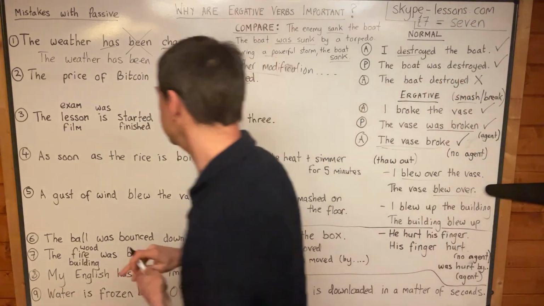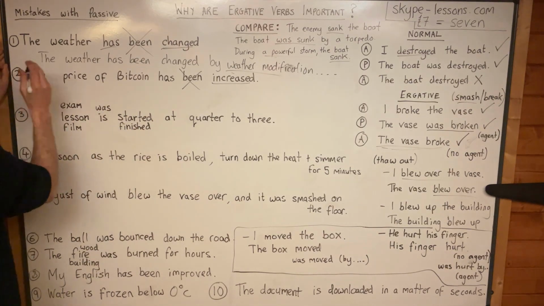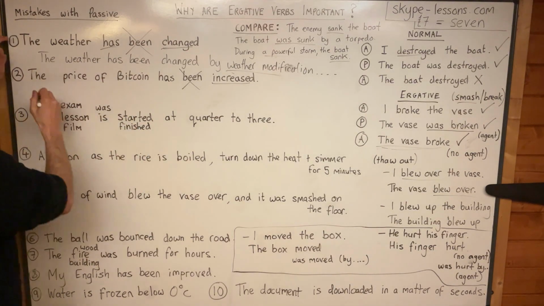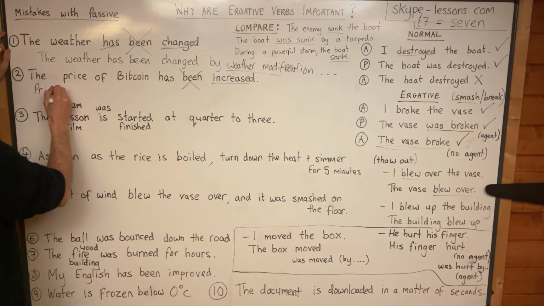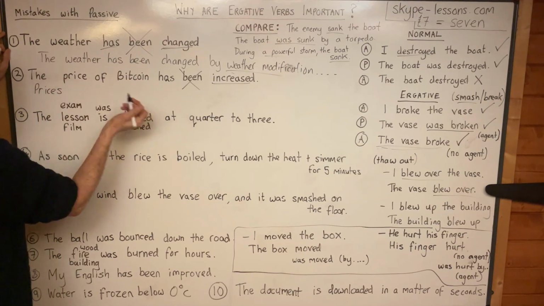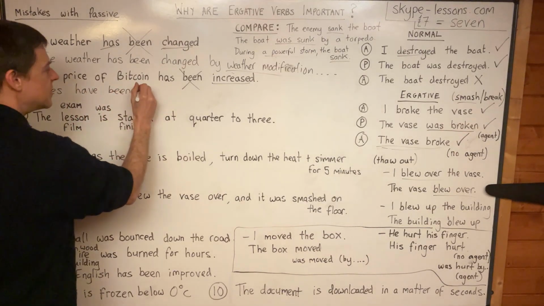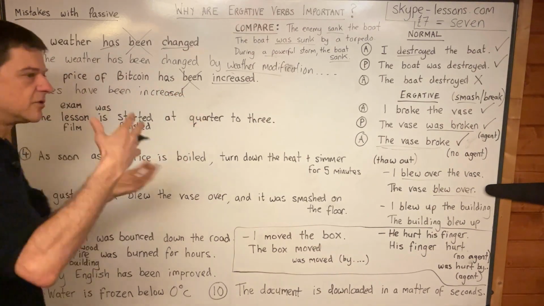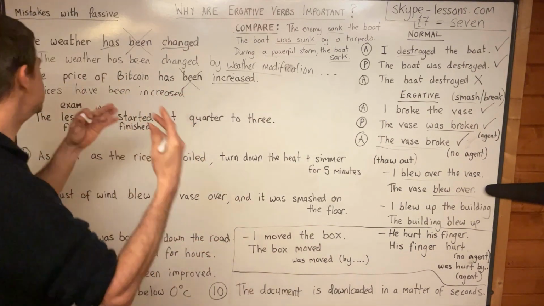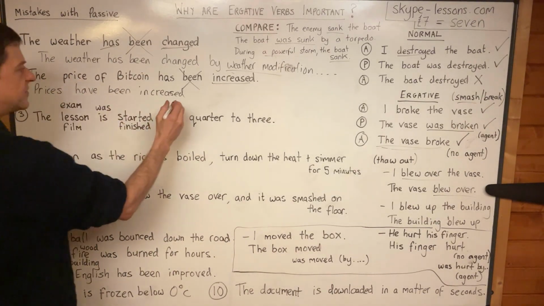You can certainly say, our firm has increased prices, and that will be that way round. But let's say prices at our firm have been increased. That works, prices at our company have been increased, because then it's somebody in the marketing department or in some department of your firm who decided to increase prices, and so then you can say prices have been increased.